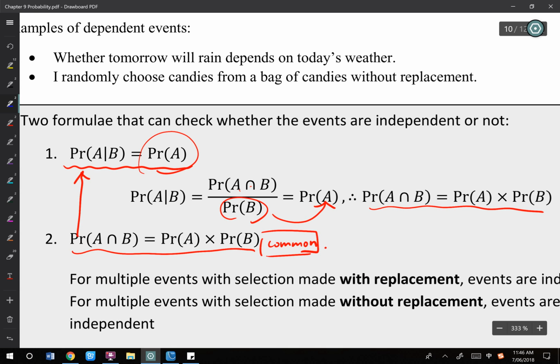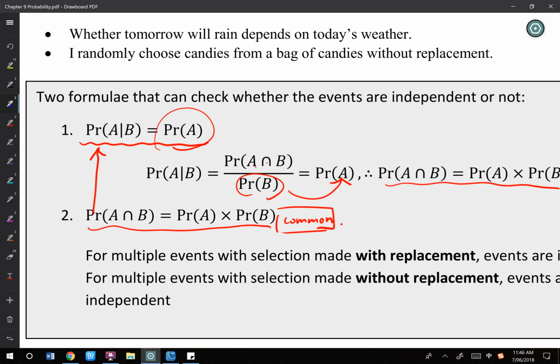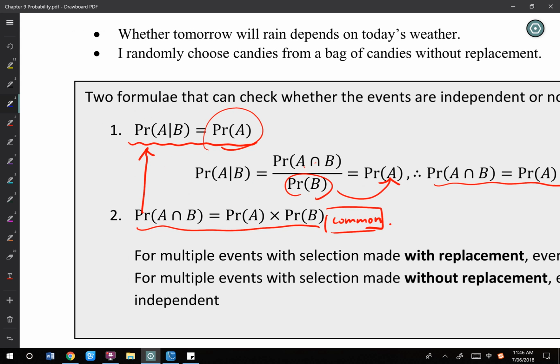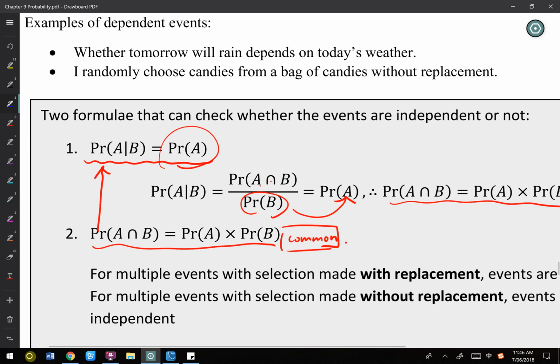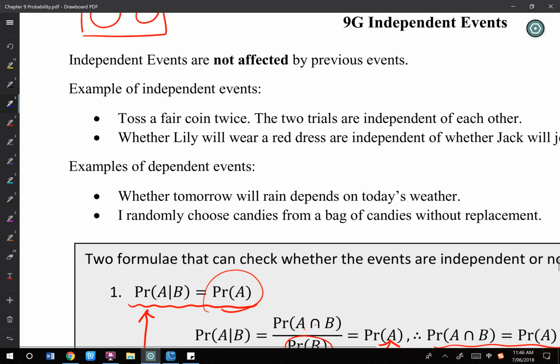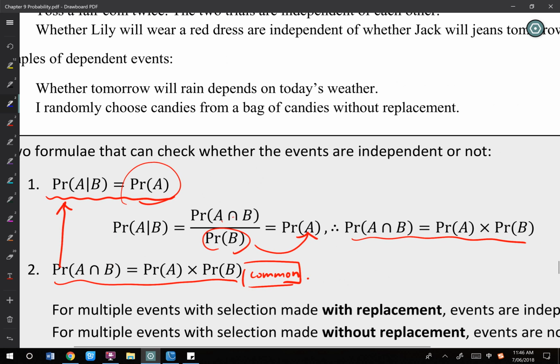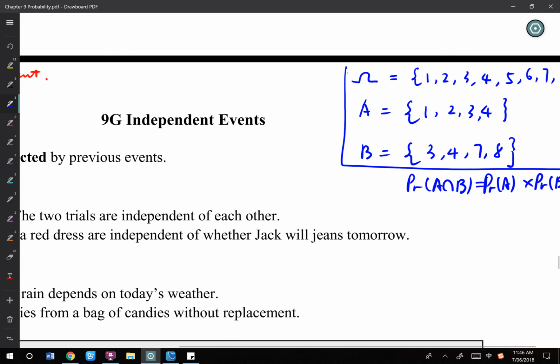Can you read the first line in the box? Oh, we don't know if it's independent or not. Yeah, we don't know. The box says two formulas that can check whether it's independent or not. So all I should say is, if they are true, then that's independent. So write if in front of it. There should be an if. You check using this formula, but that doesn't mean you directly write the formula there. You check whether the formula is satisfied or not, whether it's a true formula or not.